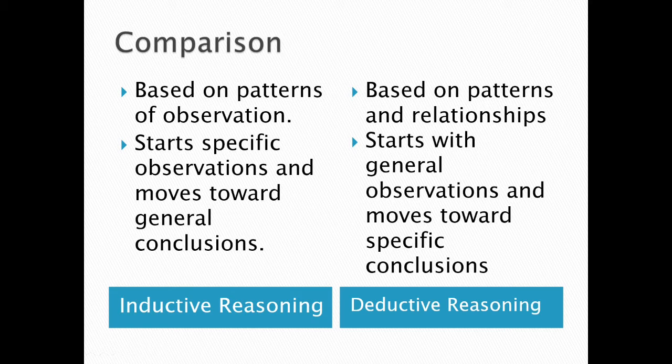Deductive reasoning is also based on patterns and relationships and observations, but it starts with a general observation and moves towards specific conclusions. So, for example, all dogs bark at cars. My dog will bark at cars. All dogs barking at cars is general, but my dog Lucky will bark at cars is specific to Lucky.